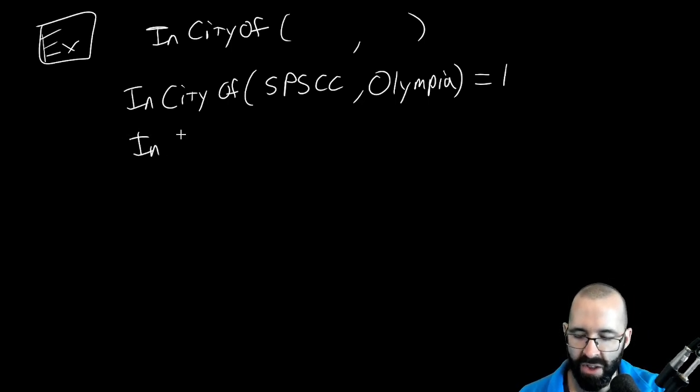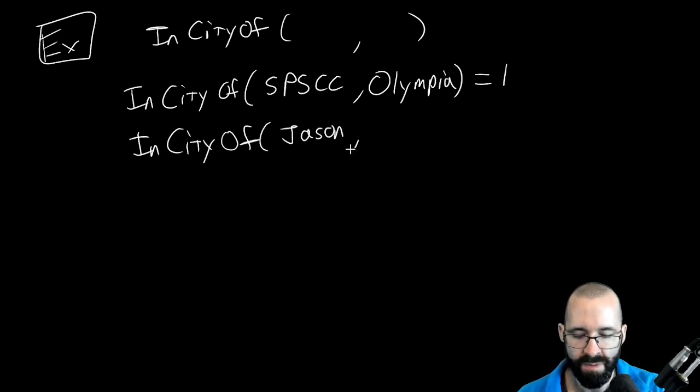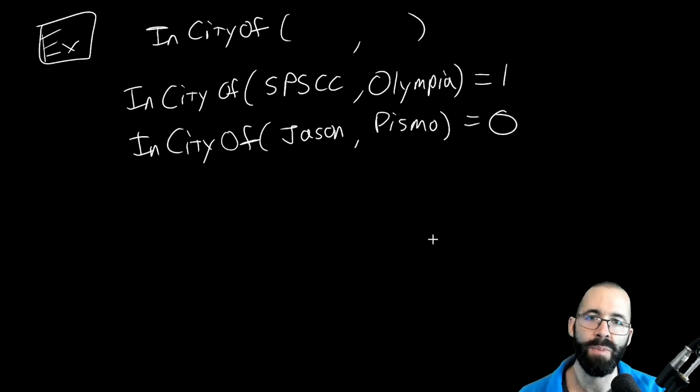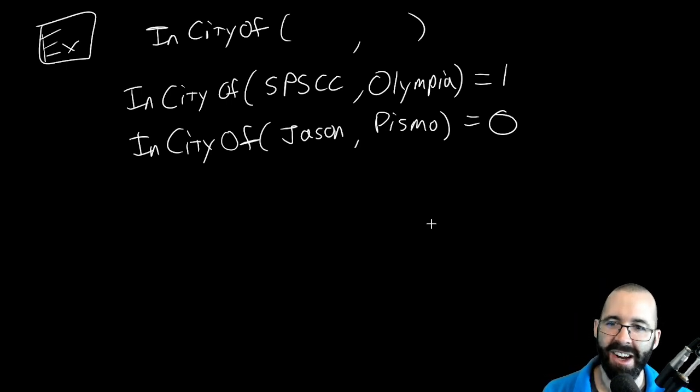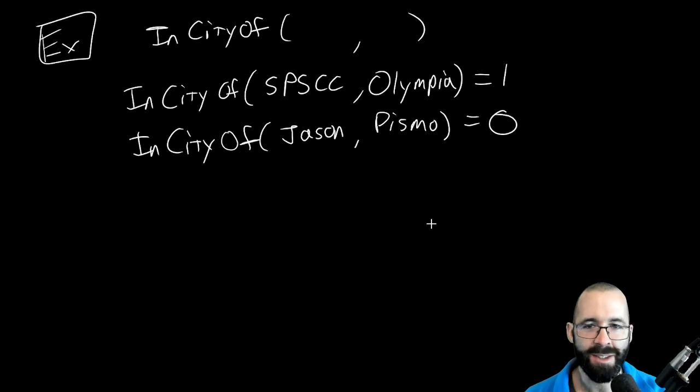You could do this with other things, right? In city of, let's say Jason, comma, Pismo. It's a beach my parents and I went to when I was growing up. Am I in Pismo right now? Nope, I'm not at the beach. I am in Lacey right now on a nice, cold, sunny day, stuck inside trying to get ahead of work. Anyway, it's a fun time because I love predicate logic, but that's where I am.